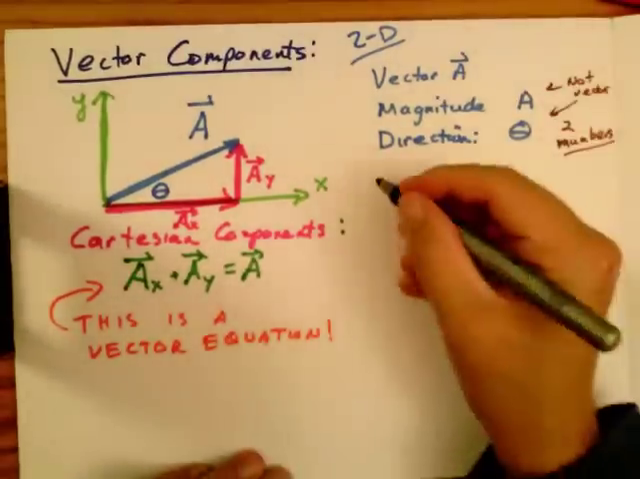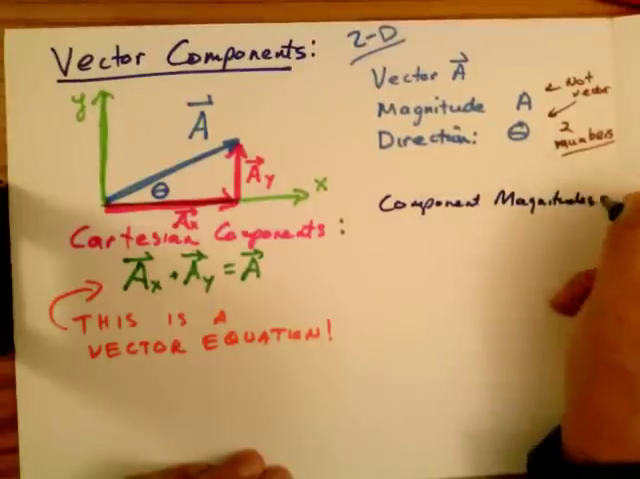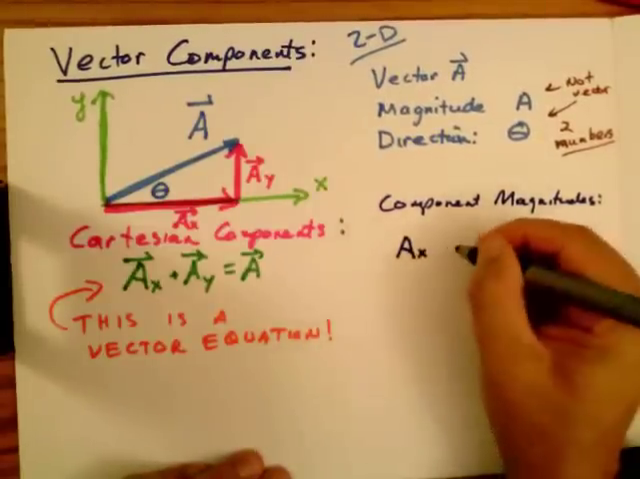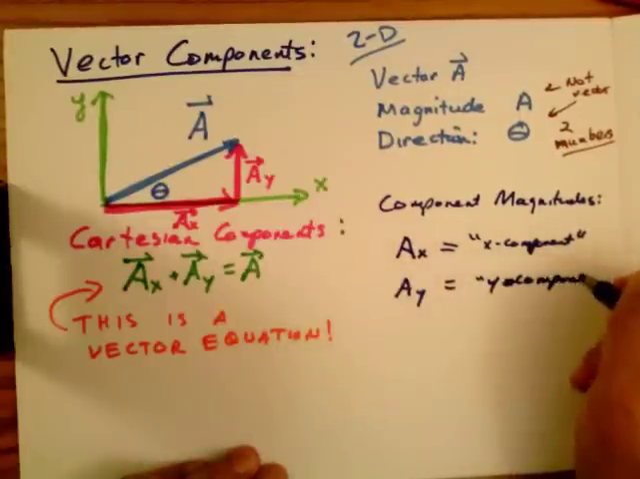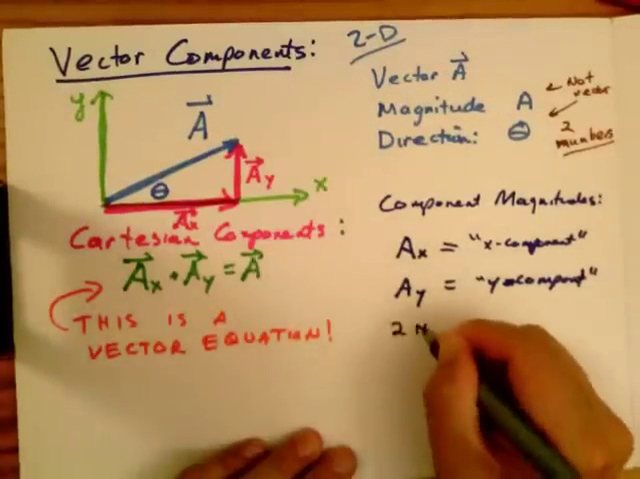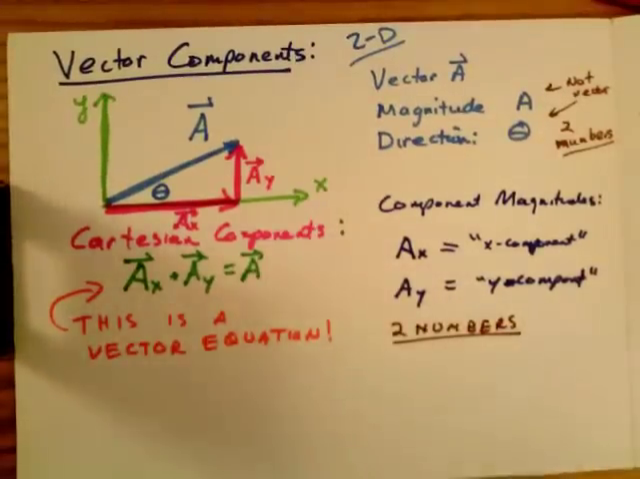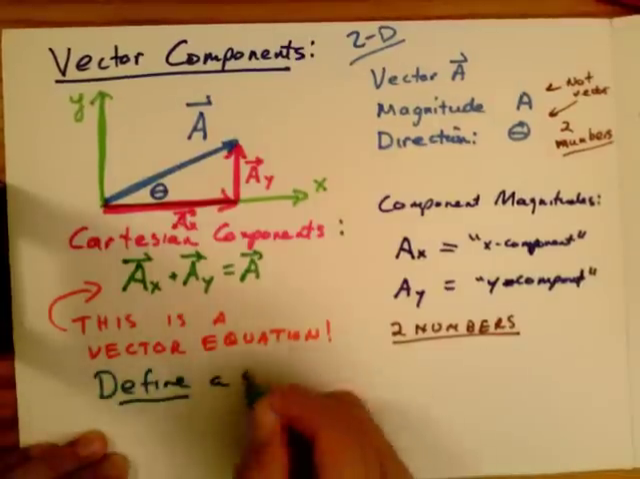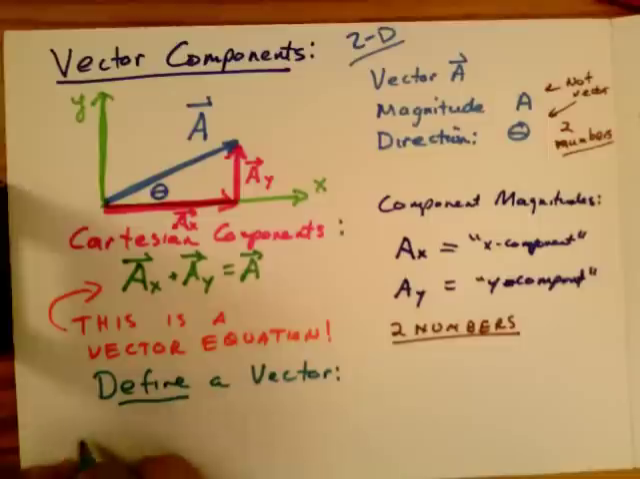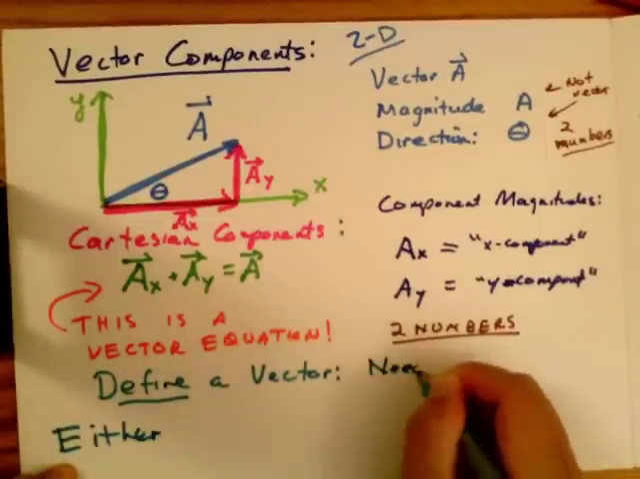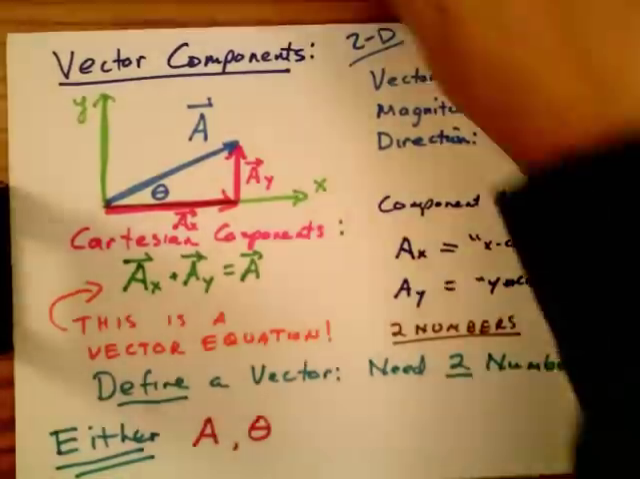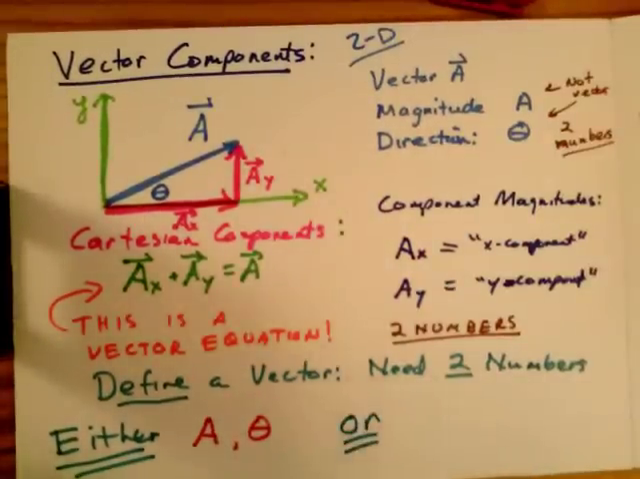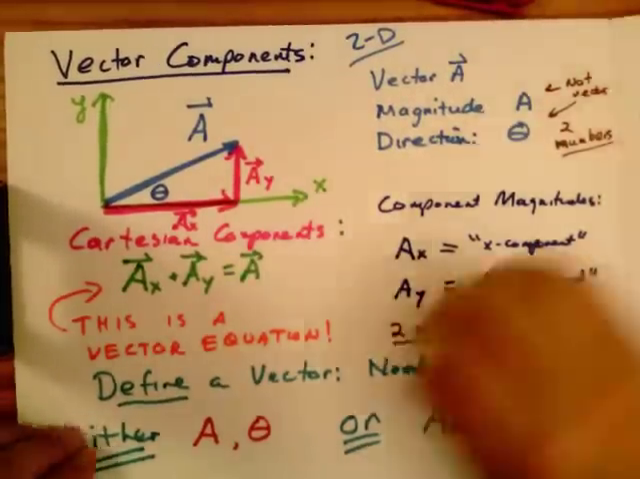Each vector A_x and A_y with a vector symbol are vectors, but of course I can talk about the magnitudes of those vectors. The magnitude of A_x we'll call the x component, and the magnitude of A_y the y component. And again, these are numbers. These are 2 numbers, A sub x and A sub y, corresponding to the magnitudes of the vector components. So to define a vector, I can either write down 2 numbers corresponding to the amplitude and the direction, A and theta, or I can write down 2 numbers corresponding to the components, A sub x and A sub y. Either way, I need 2 numbers to define a vector.